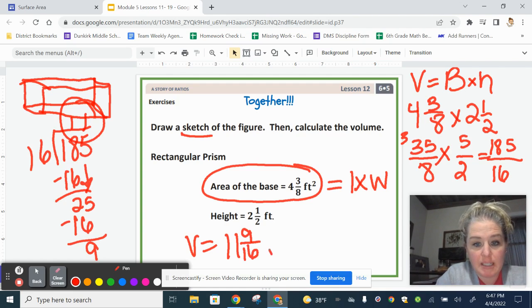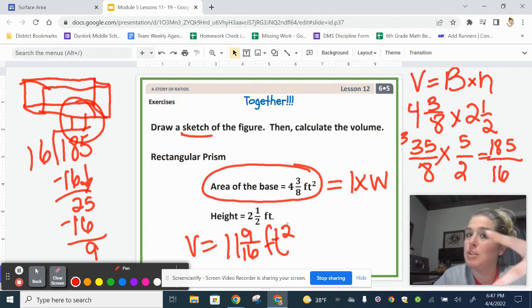We're working with feet cubed. And yes, I only multiplied 2 things, but remember, the length and the width was already done for you. Make sure you have all of this copied down before you move on.